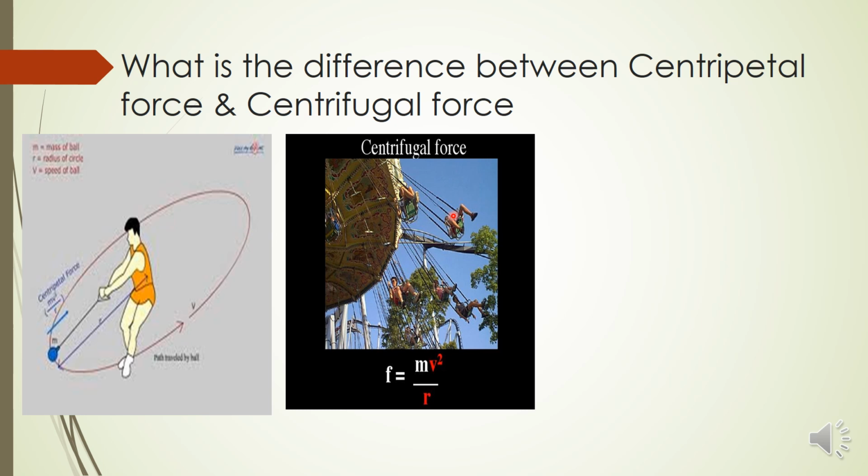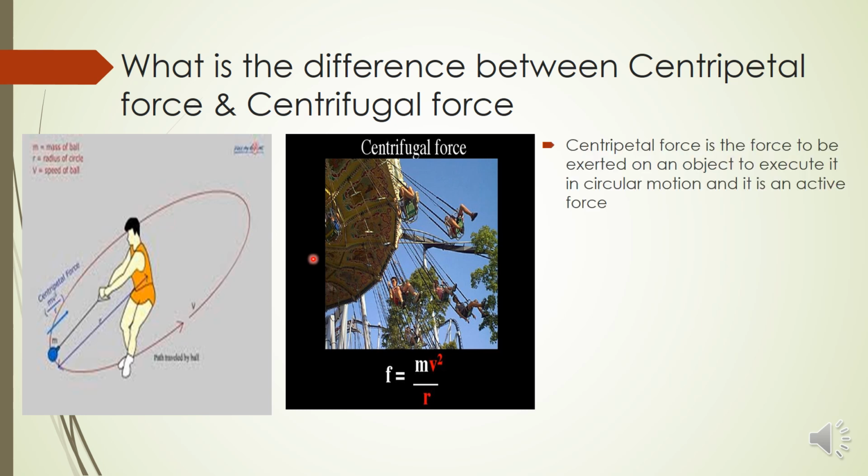Yes. In centripetal force, we are trying to execute a circular motion on an object. So we are trying to exert a force on an object so that it will move in circular motion. So it is an active force, and the magnitude is mv square by r. What is the direction of that force? It is radially inward. So you have to apply a force radially inward to rotate this object in circular motion. So it is an active force.